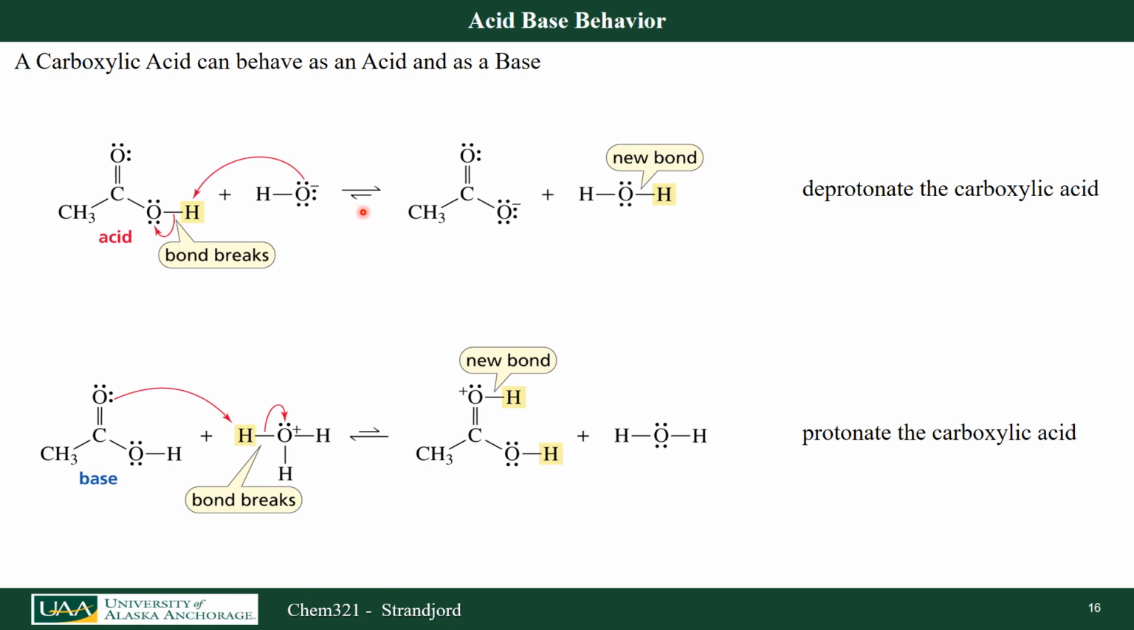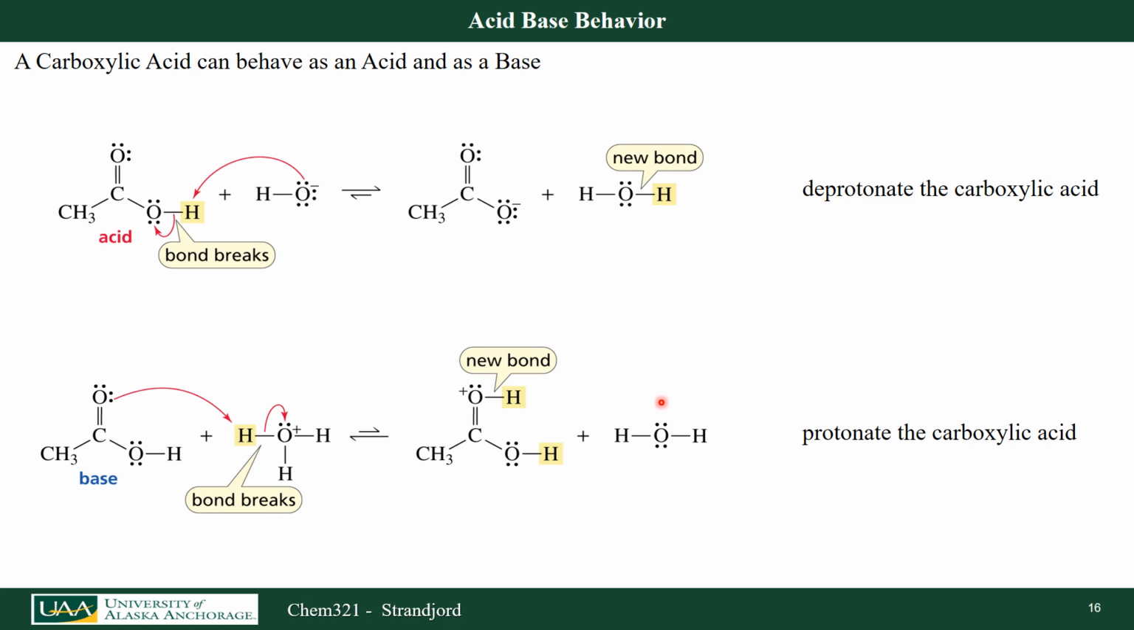Notice in this first reaction, the equilibrium points toward products. So I'm actually deprotonating the carboxylic acid in this case, and the carboxylic acid acts as an acid. If I instead were to put that carboxylic acid in a very strong acidic solution, the lone pair of electrons on this oxygen here can actually react with that strong acid, the hydronium ion, to form a new bond. So I'm protonating my carboxylic acid, and I'm deprotonating my water molecule here. So here's my parent base. Here would be its conjugate acid. Here's my parent acid. This would be my conjugate base in this reaction.